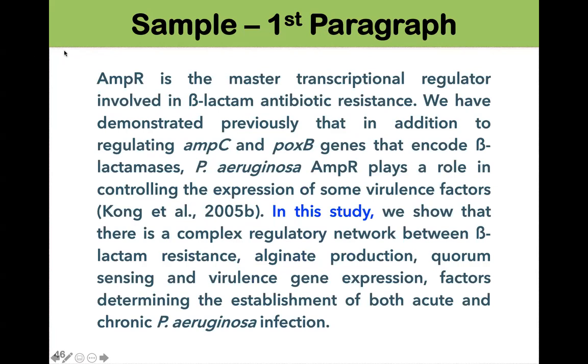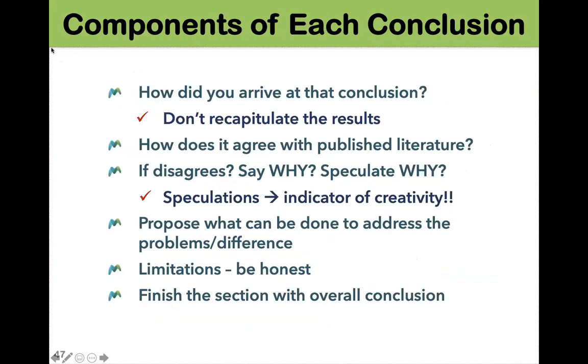Before I go there, I'm still in the first paragraph. So here, AMPAR is the master transcriptional regulator, and so on. This is my introduction. In this study, we showed there is a complex regulatory network and we identified so and so. This is my first paragraph. Then I put subheadings. Each subheading explains how you arrived at the conclusion. Again, don't rewrite your results. You summarize your results there, and that's what I mean by recapitulate, not repeat.